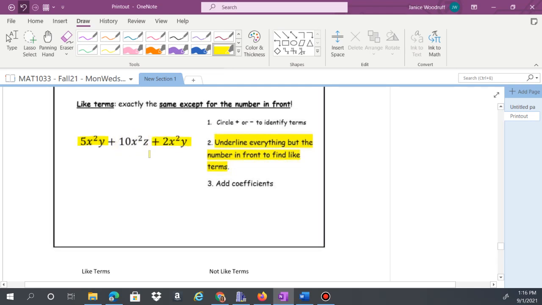Why is the 10x squared z not a like term? Because it has the z. They all have x squared, but they have to also have everything. This doesn't have a y. These don't have z's, so we can't add them. So here I just do the coefficients in front. 5 plus 2 gives me 7, and then I just copy the ending. I don't add anything with the variables. I just copy the ending and add the numbers in the front. Then I bring down the 10x squared z, and that's all I can do.